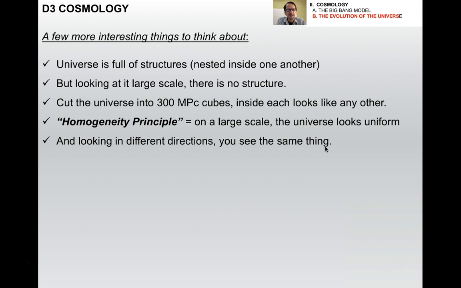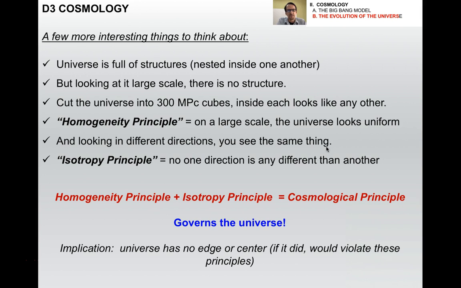All right, and this is called the homogeneity principle. In other words, on a large scale, the universe looks very uniform. And if you look in different directions, you see the same thing. There is no center to the universe, but every point in the universe appears as though it is at the center. So the isotropy principle says that no one direction is any different than any other.